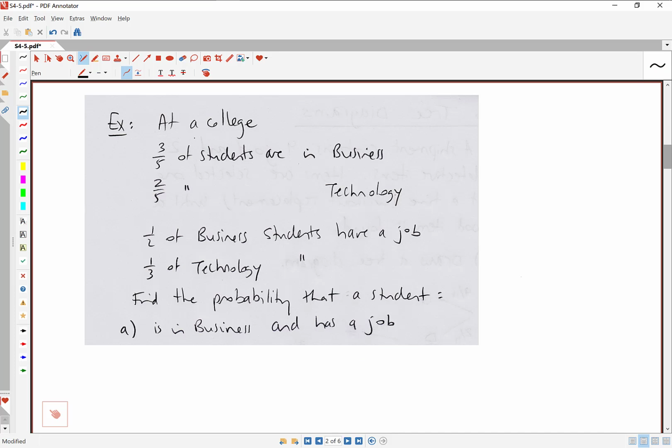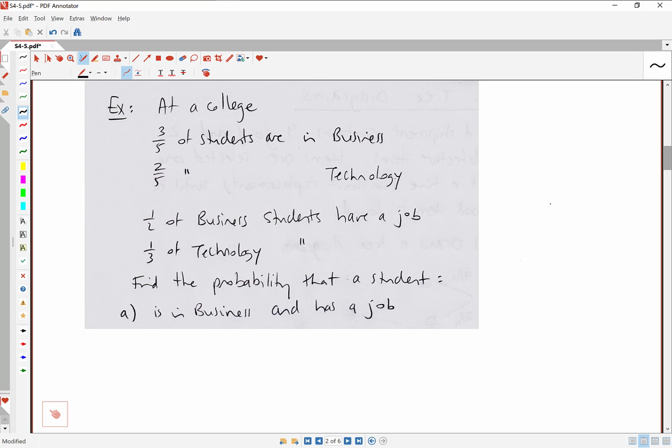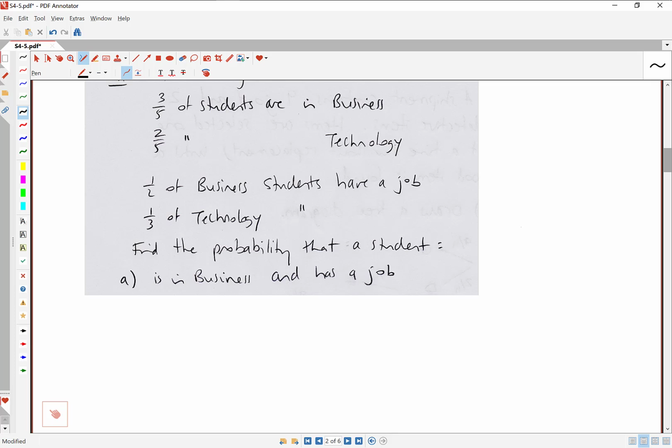Second example, at a college, 3/5 of students are in business, 2/5 of students are in technology. Half of the business students have a job. 1/3 of the technology students have a job. We want to find the probability that a student is in business and has a job. Well, first thing we're going to do is draw a tree diagram. It will be helpful not only for this calculation, but for some of the upcoming calculations in this example.